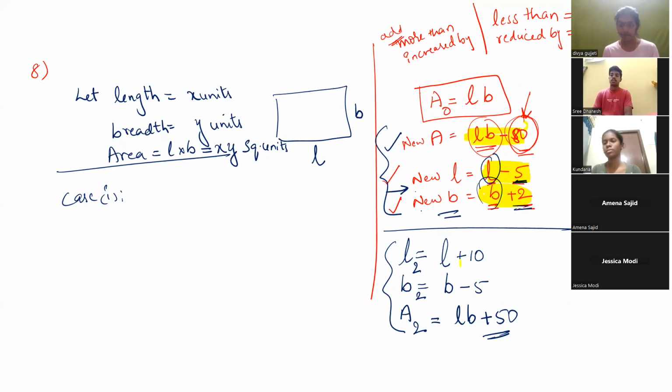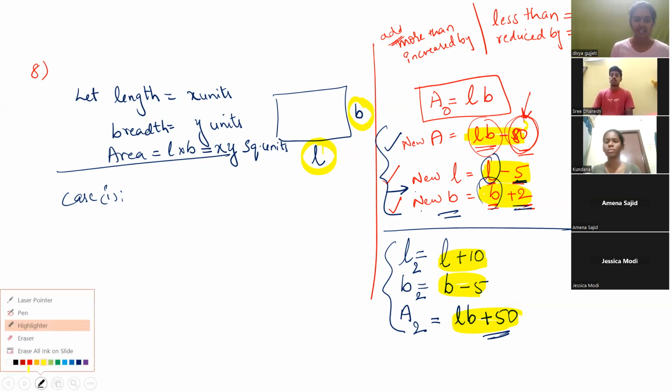In case 2, increasing the length by 10 means original length L plus 10. And you are decreasing the breadth by 5. Breadth is B, original breadth, so to this breadth you are subtracting 5, so B minus 5. Then the area, the original area length into breadth, is increased by 50. Are you able to understand? So these are the 2 cases. Case 1, case 2. Got it? Writing these 2 cases, you will get 2 equations. Let's see how you are going to get. Is the framework clear to everyone?